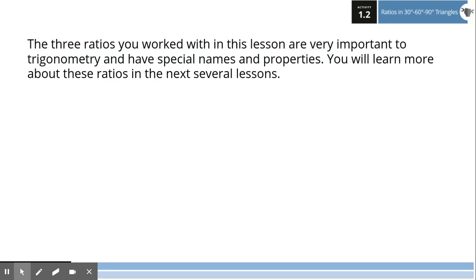So the three ratios you worked with in this lesson are very important to trigonometry and have special names and properties. You'll learn more about these ratios in the next several lessons.